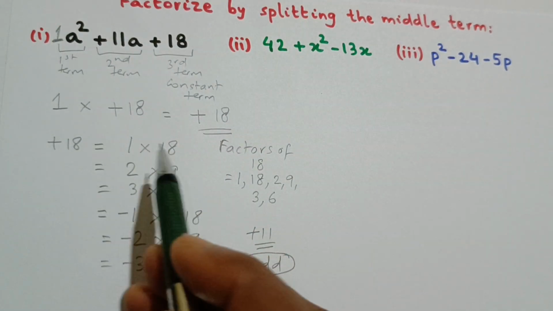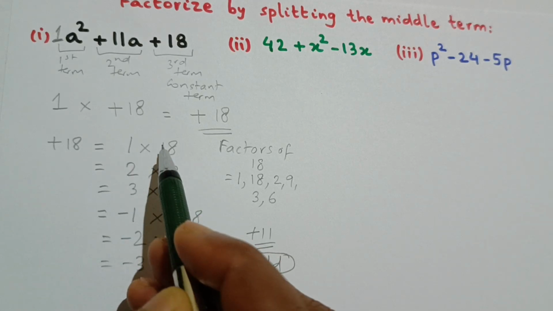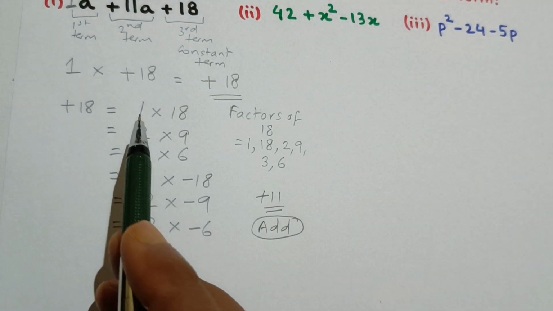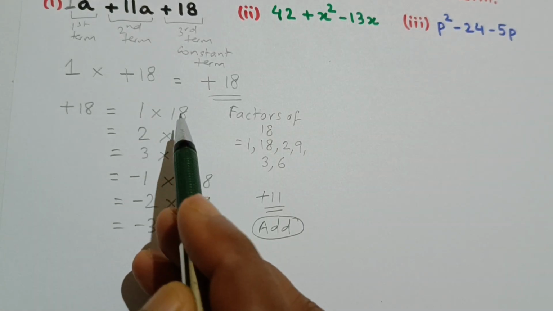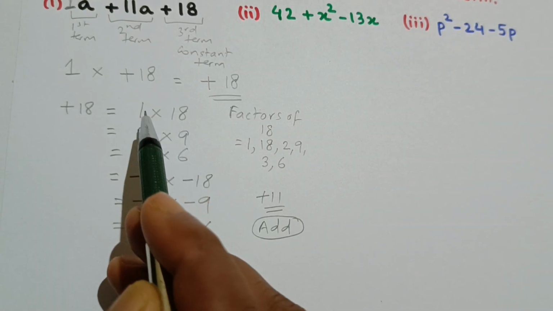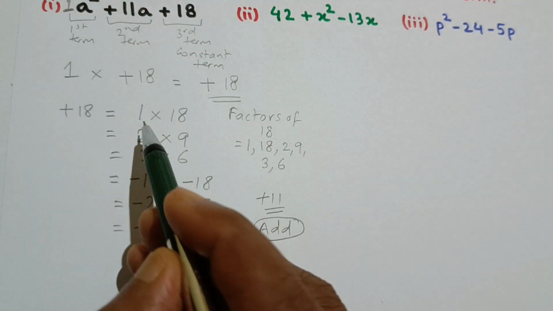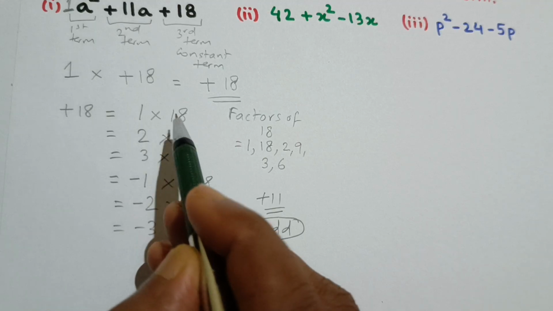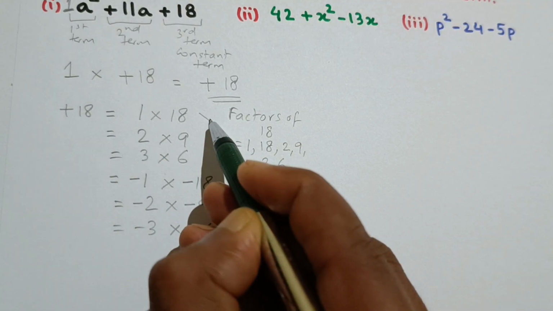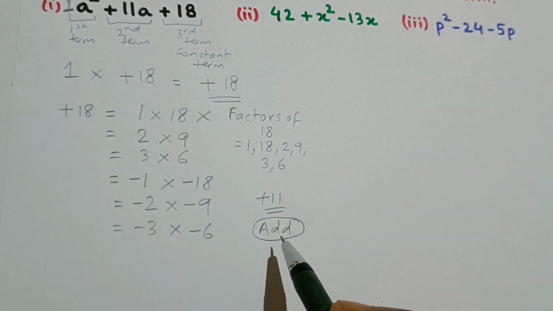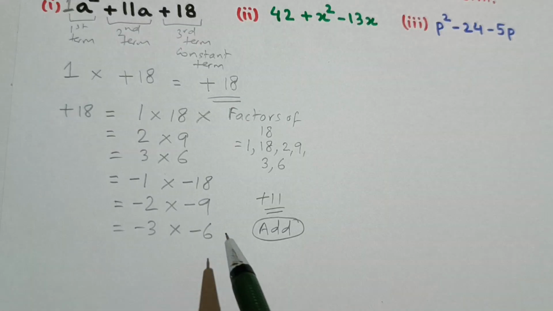So 1 into 18. So here it is 1 and 18, or plus 1 and plus 18. So if you add 1 and 18, what do you get? So 1 plus 18 is 19. I want plus 11. But if I add this 1 and 18, I am getting 19. So this is not that pair. Remember, when we add, we should get plus 11. So this is not that pair.